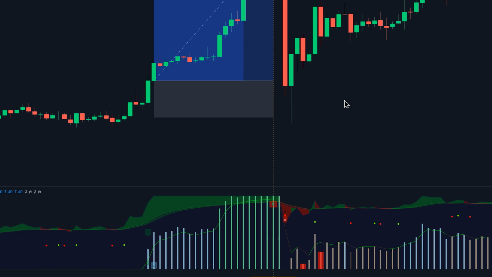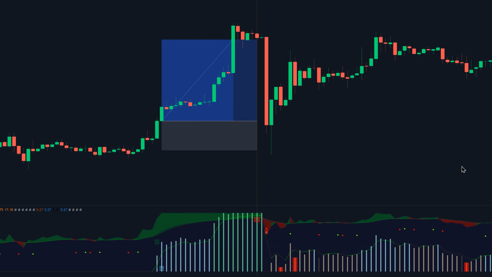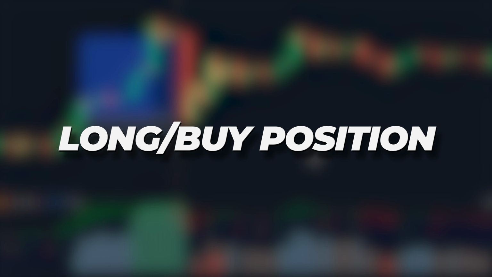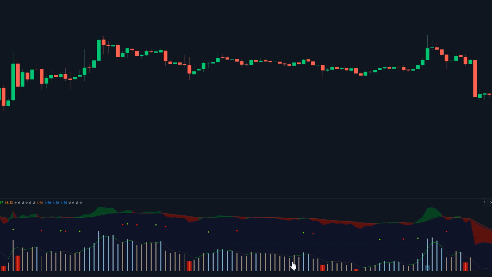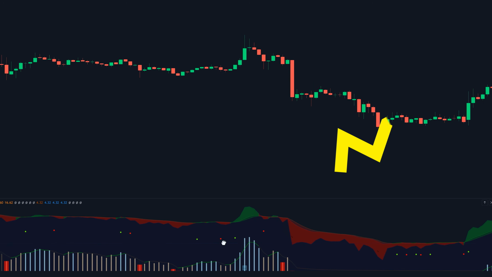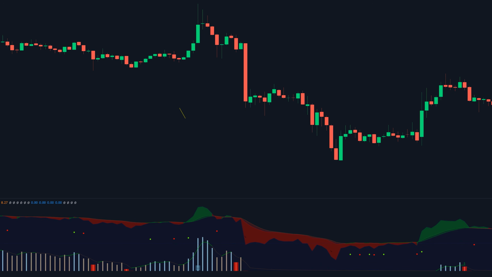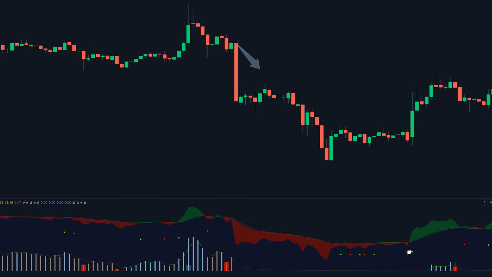Now, one thing to note about this indicator is that it is only used to take long or buy positions. The reason for that is because, as you can see, the histogram only tracks bullish momentum and it doesn't have a coded ability to track bearish momentum. So do not use this indicator to take short positions.